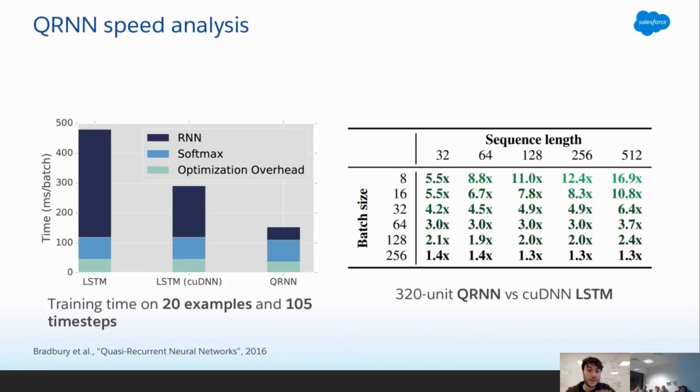And on the right side, you can see the speedup between the QRNN and the LSTM if you use a 320 unit network. So depending on the batch size you use and the sequence length you use, you have different speedups that go between 1.4 times to 16 times faster. So that's something you have to keep in mind when you want to speed up your network as well. It also depends on sequence length and on the batch size you use.